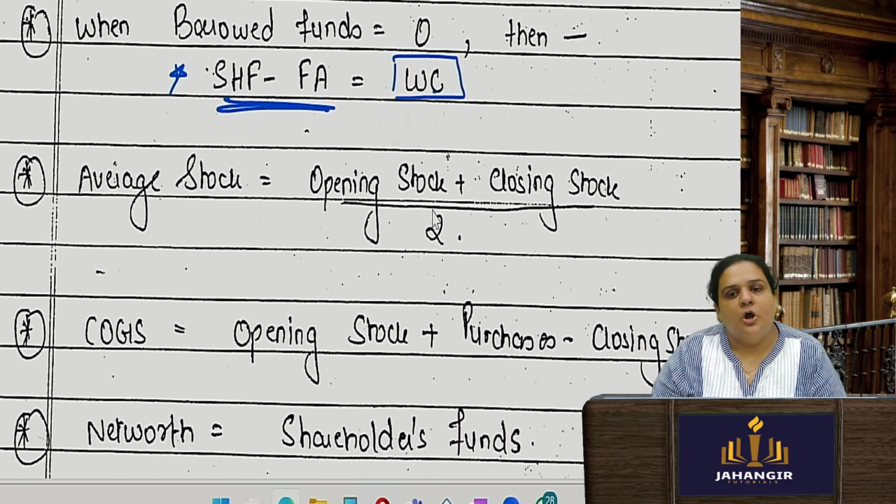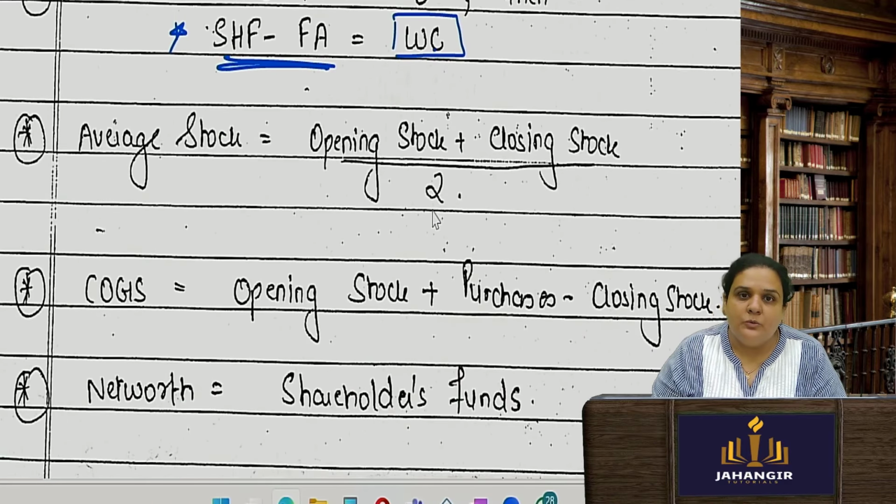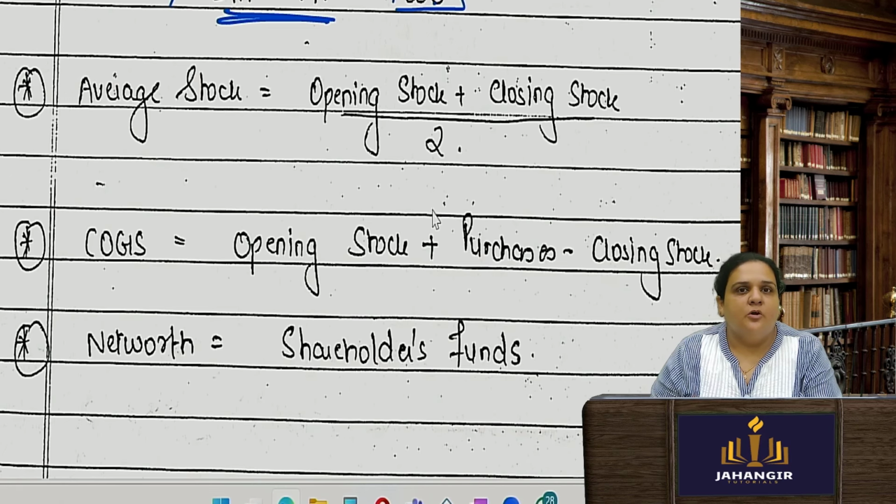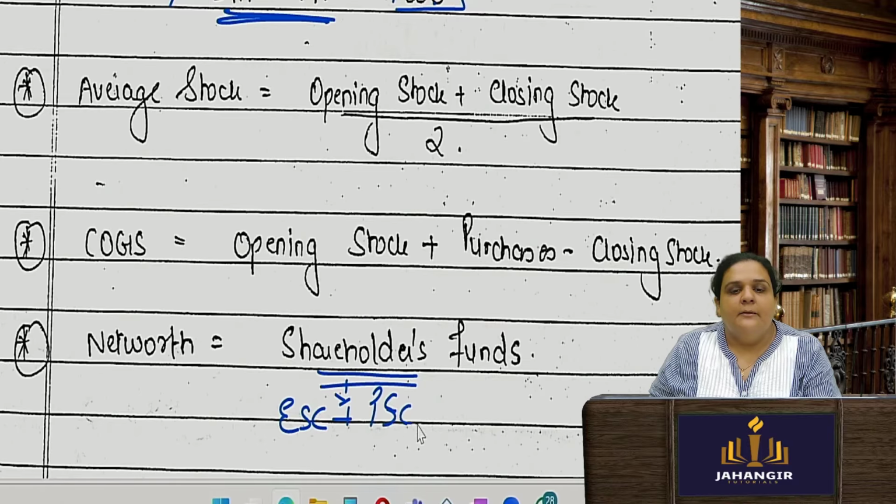What is average stock? Opening plus closing, divided by 2. And COGS is nothing but all your expenses relating to your trading. Okay, so opening stock plus purchases, then you might have some kind of wages, etc., all related to your trading account. Okay, so all those expenses minus your closing stock will give you your cost of goods sold. Net worth is nothing but your shareholders funds. Okay, equity share capital plus preference share capital plus your reserves and surplus.